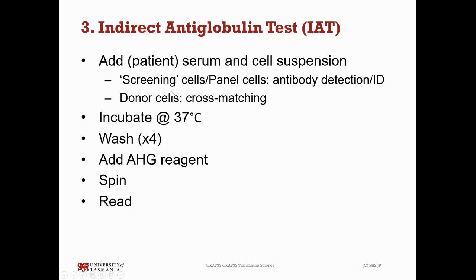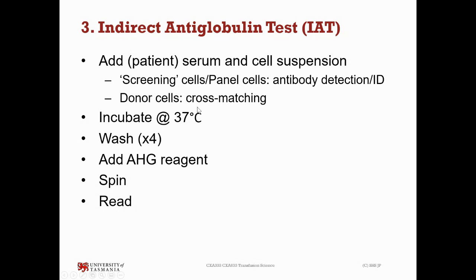The difference between them is screening cells, there are 3 cells, and we use those 3 cells, and they've got different mixes of antigens on their surface, and so they help us to see if we've got an unexpected antibody in the plasma in the first place. And then the panel cells, we use an 11-cell panel, and that helps with the identification of the antibody. So the screening cells help to detect whether we've got an antibody there in the patient's plasma in the first place, and the panel cells help us to identify that antibody. Okay.